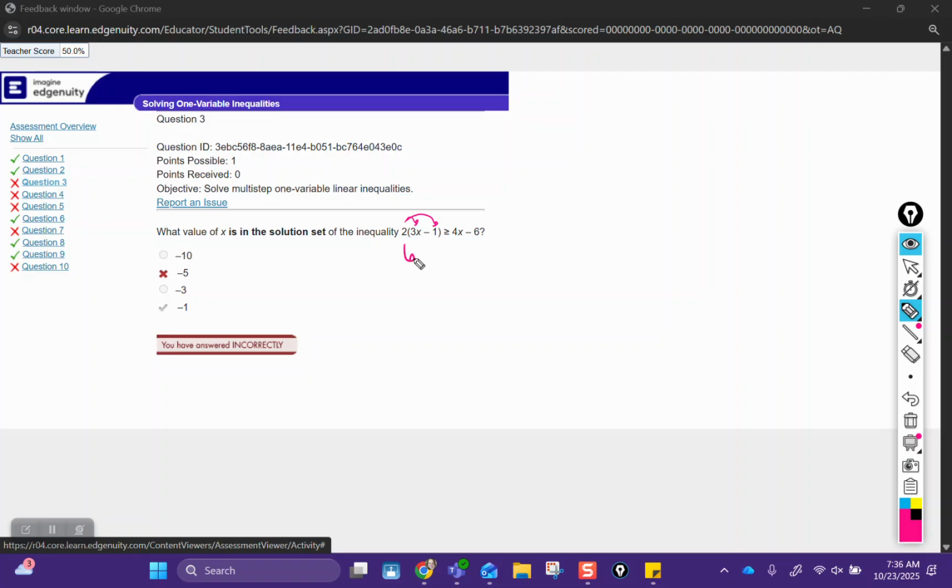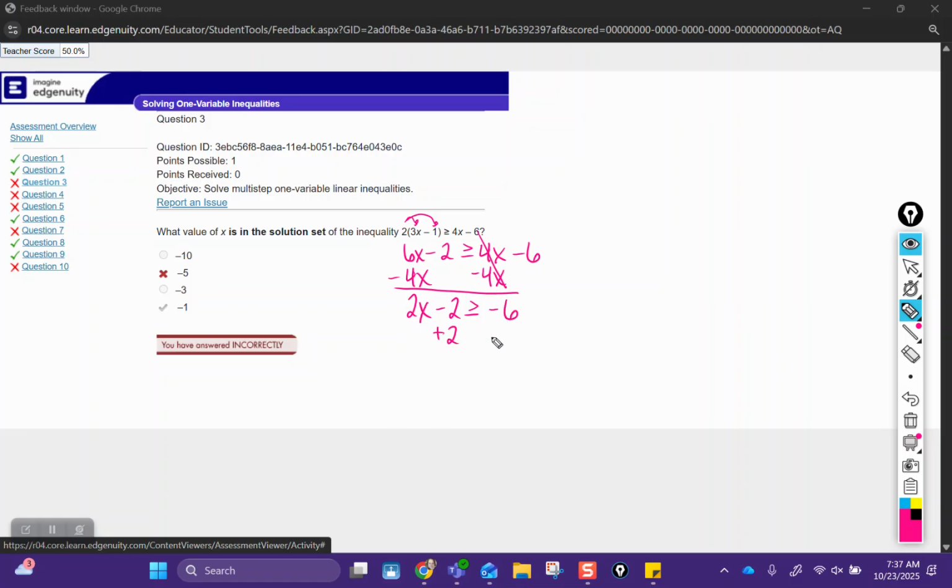First, we need to distribute: 6x minus 2 is greater than or equal to 4x minus 6. We're going to get our variable on the same side. So we move things to the other side by doing the opposite. We're going to subtract 4x because it's a positive. 6x minus 4x is 2x. Remember, you can only combine like terms. And we're going to bring down a negative 6.